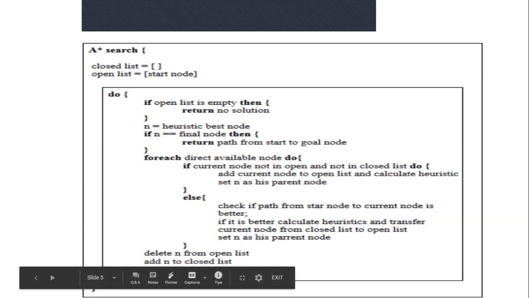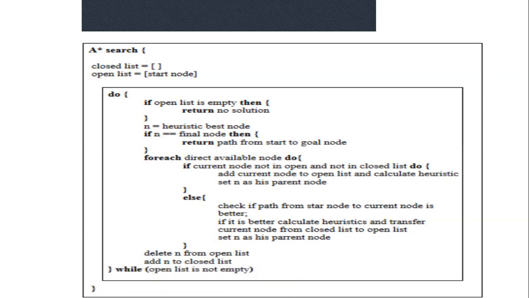After doing all this, as we have already searched this particular node, we transfer it from the open list to the closed list. And this we do for every particular node until we get to the end. So this is what the algorithm is, and hopefully you enjoyed the video.